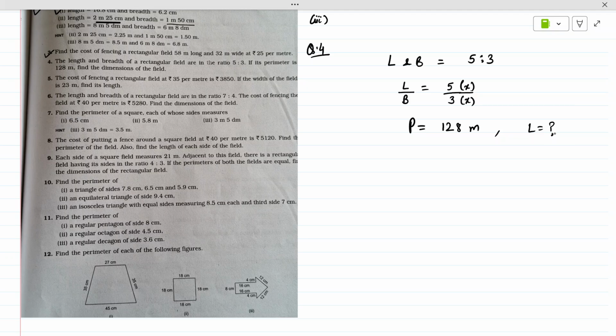What is actual length and what is actual breadth? This is given the ratio. In what ratio they are? They are in which ratio to each other?